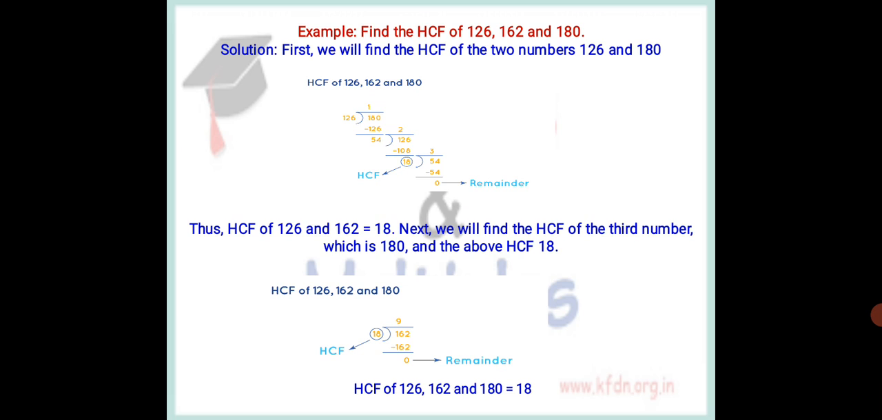So in the first level calculation, HCF is 18. Now consider this 18, whatever we have got from here as an HCF. Take it and now divide 162 by 18.